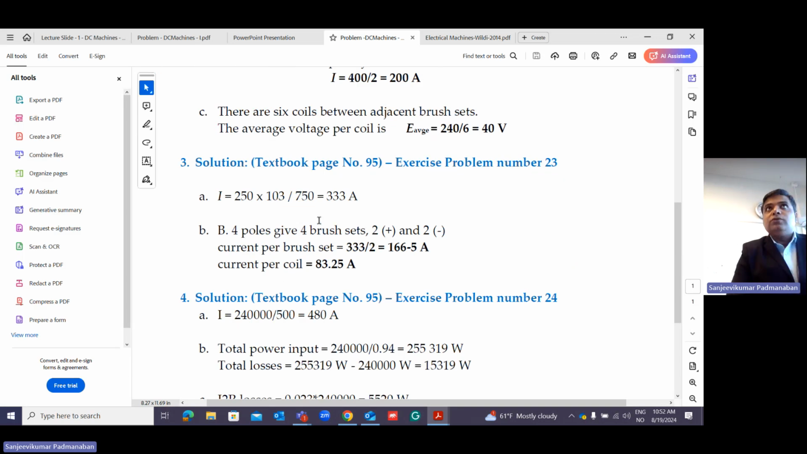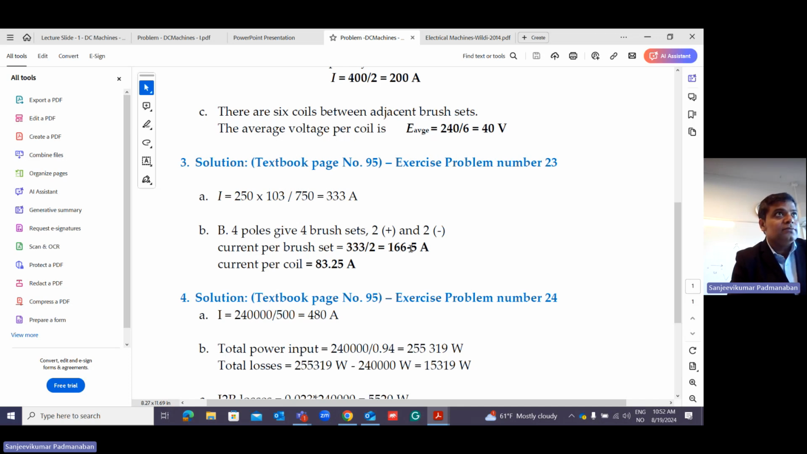There are 4 poles. Obviously, if there are 4 poles, there are 4 brushes. So 2 brushes for positive, 2 brushes for negative. That's why we mentioned 2 positive brushes, 2 negative brushes. I already calculated the current. The total current is going to be 333 divided by number of brush sets, not the brush number. So there are 4 brushes, 2 sets.